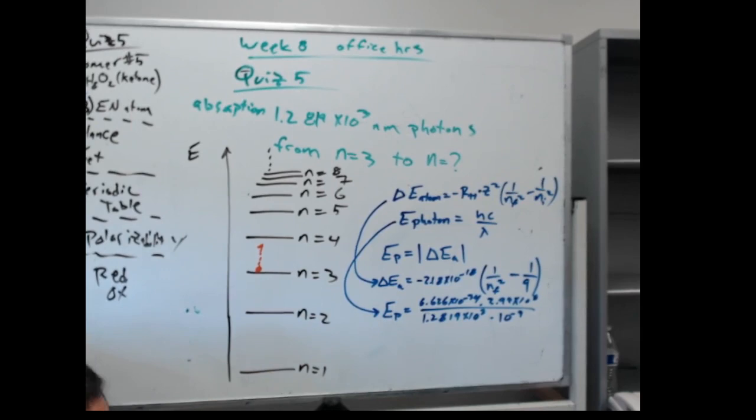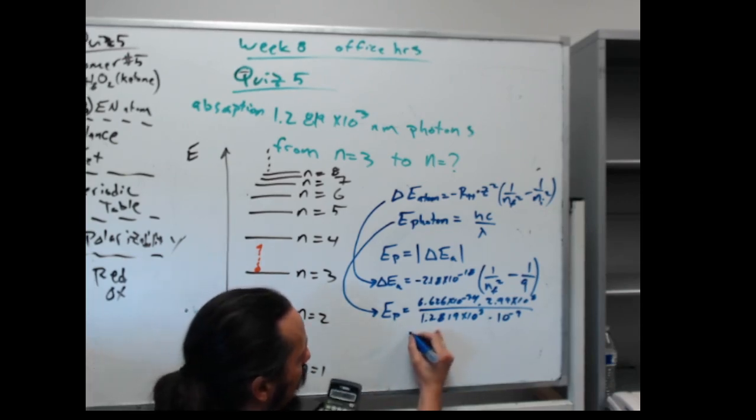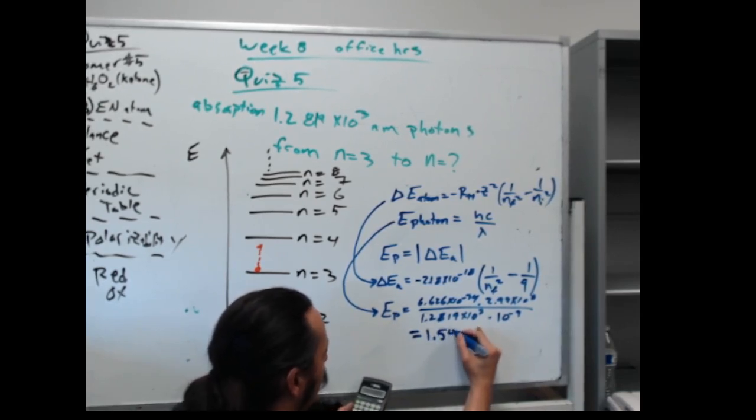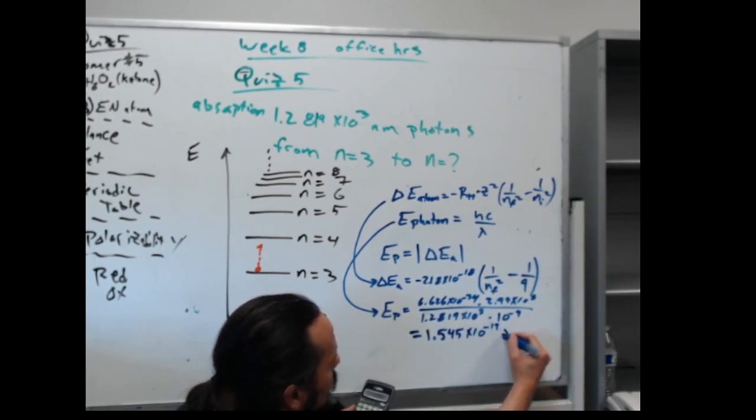Thank you. So I can go ahead, I've got a calculator someplace here, I can calculate my photon energy: 6.626 times 10 to the minus 34 times 2.99 times 10 to the 8th, divided by 1.2819, and I get my energy of the photon. Let me double check my calculation to make sure I didn't make a mistake. I think I fixed it: 1.545 times 10 to the minus 19 joules.